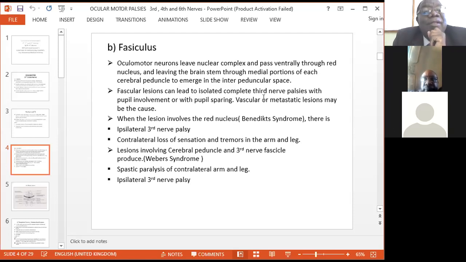Okay. You have spastic paralysis of the contralateral arm and leg. In other words, because fibers have crossed, the actual lesion is being noticed in the opposite side from where the fibers are coming from.